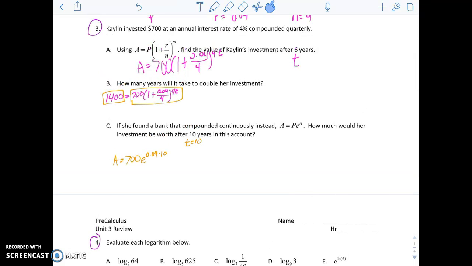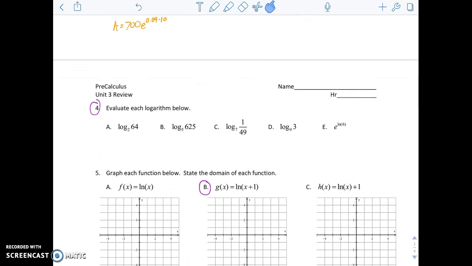Yeah, that's how we work with these equations. Just make sure you know which letters stand for what. Make sure you have the right numbers for those, and it should be fairly simple after that. But I want to move on to number 4.